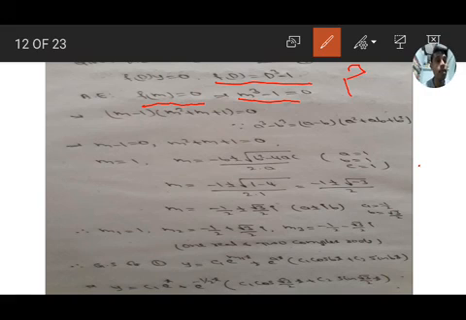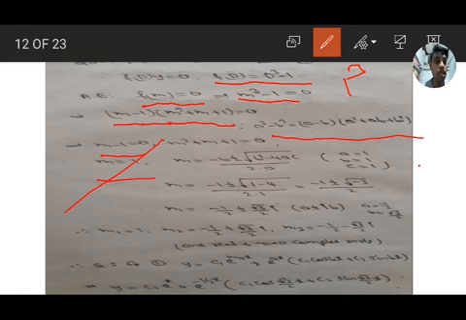m cube minus 1 cube means a cube minus b cube formula, that is a minus b into a square plus ab plus b square. Here a equal to m, b equal to 1. So substituting in this, we get m minus 1 into m square plus m plus 1 equal to 0. So m minus 1 equal to 0, that is m equal to 1, that is over. Next, m square plus m plus 1, we won't get direct factors.